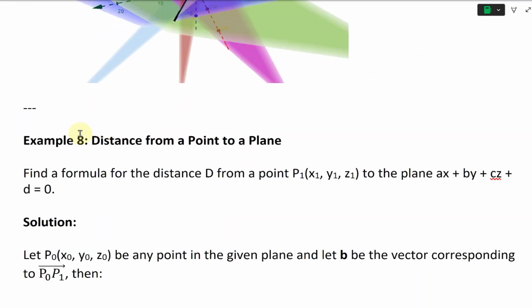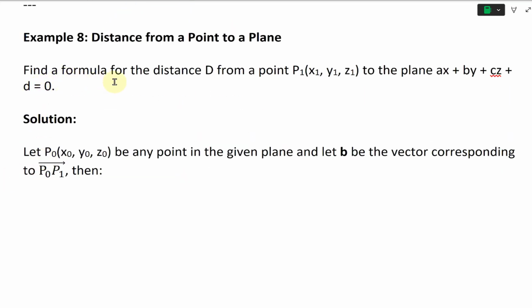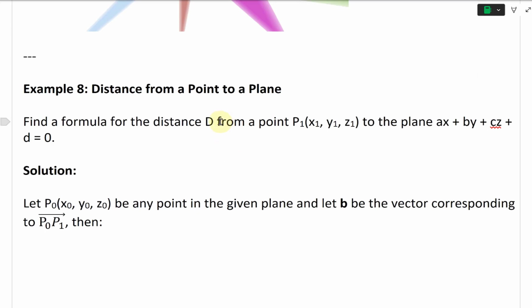Alright, and now let's continue further and look at example 8. And this one's on distance from a point to a plane. So we're asked to find a formula for the distance d from a point P1 with coordinates x1, y1, z1 to the plane ax plus by plus cz plus d equals 0. So there's the linear equation of a plane. Yeah, so let's take a look at the solution.